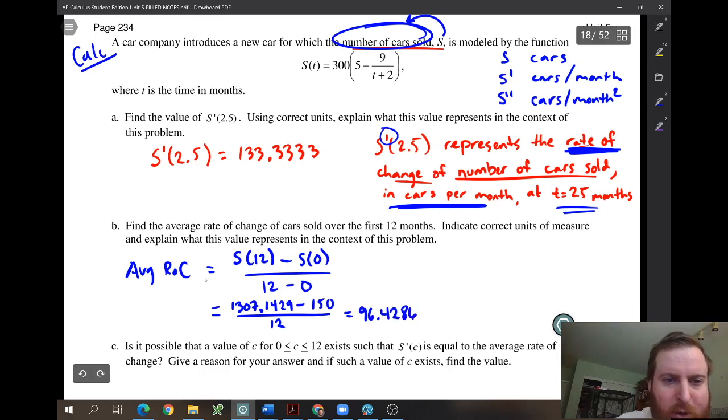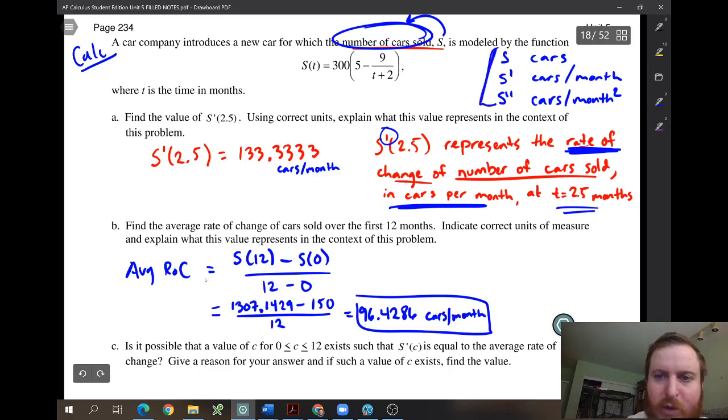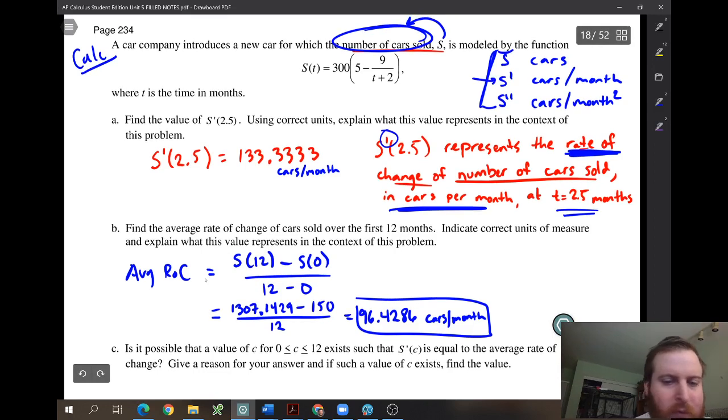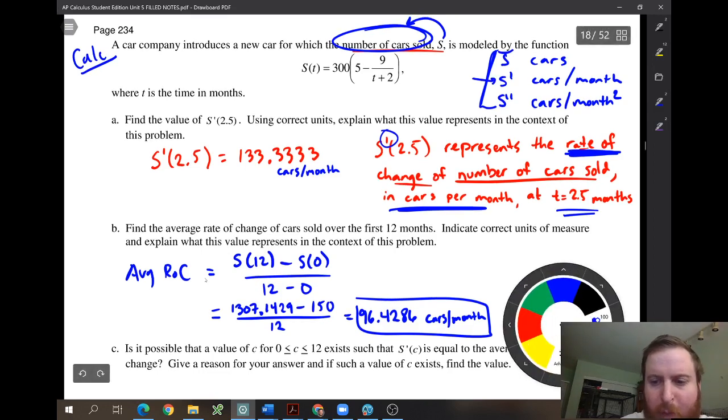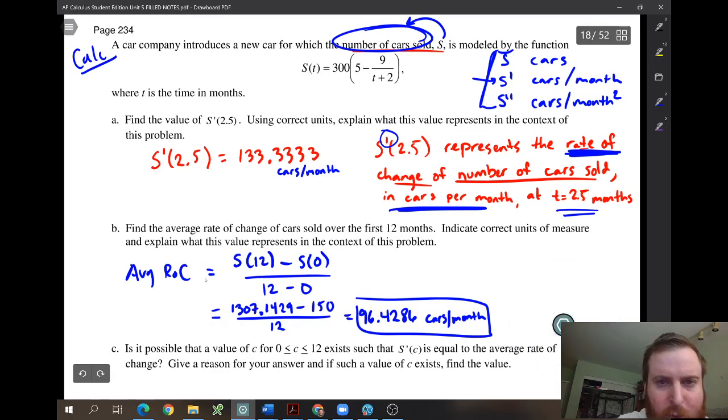And I'll do units. I probably should have done units here too. The units up here were cars per month. And again, for average rate of change, we're going to have the same units, cars per month. I talked about this in class, but if you're not sure about your units, a good strategy is this: rate of change is always a derivative, so it'd match with average rate of change there. But another strategy is to think, what were my units for S of 12? Well, S is in cars. And then 12 minus 0, those are my times, those are my months. So cars per month. So that's another way to get those units.